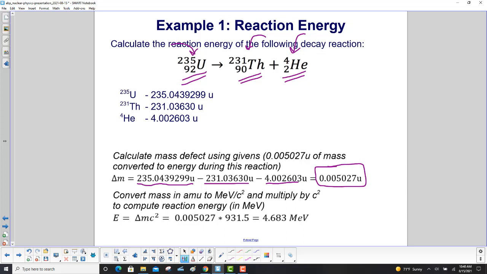Now we convert that mass in AMU to MeV per c squared and then multiply by c squared to get the reaction energy. So here's our 0.005027 AMU times 931.5 MeV over c squared, and we get 4.683 MeV. That's our reaction energy.